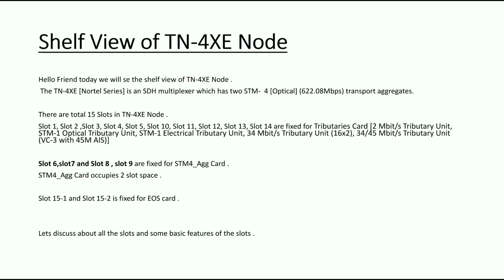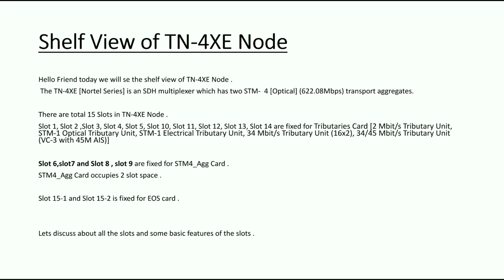Slot 1, slot 2, slot 3, slot 4, slot 5, slot 10, slot 11, slot 12, slot 13, slot 14. These are the slots which are fixed for tributary cards, and there are many tributary cards available in the Nortel series like 2 meg tributary cards, STM1 optical tributary card, STM1 electrical tributary card, 34 meg tributary card, 34/45 meg tributary card, etc. Slot 6, slot 7, slot 8, slot 9 are fixed for the STM4 aggregator card.